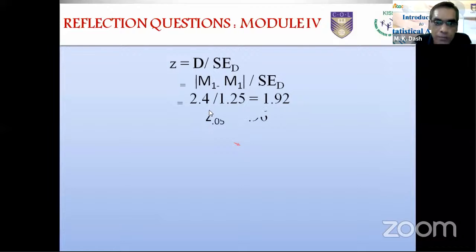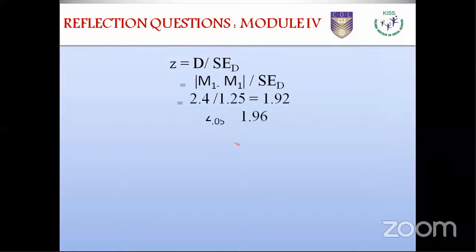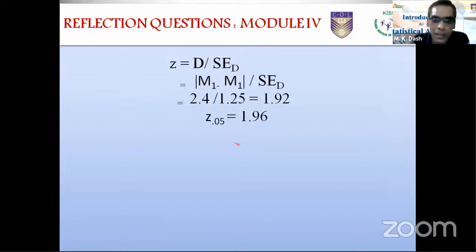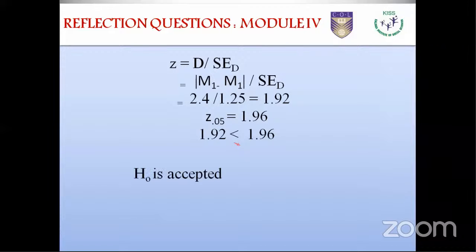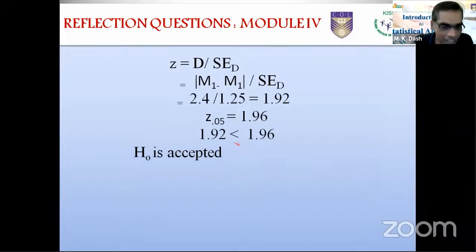Now coming to the next one. What is the critical value? 0.05, already known to you. Several questions we have already done. Now compare the calculated value with the critical value. 1.92 is less than the critical value, that is the table value 1.96. So the null hypothesis is accepted.